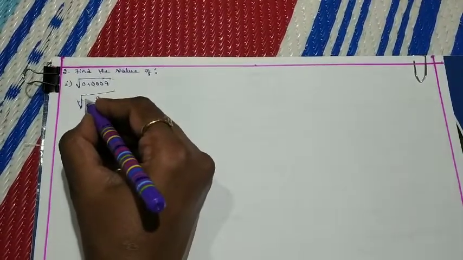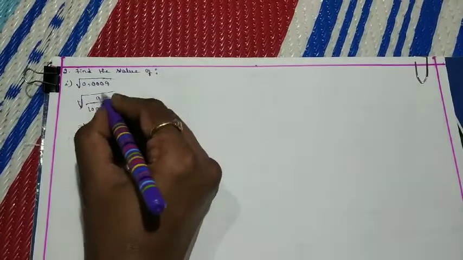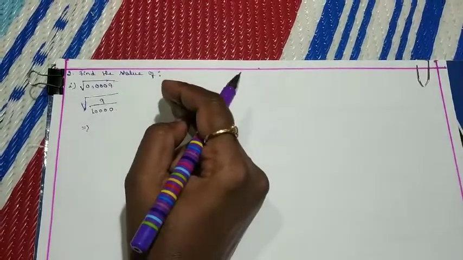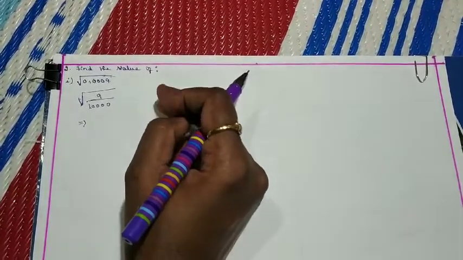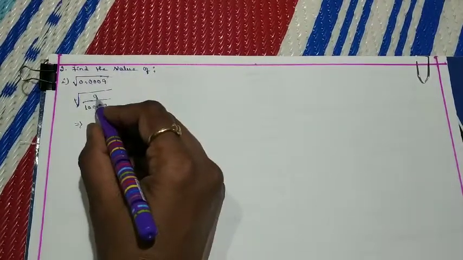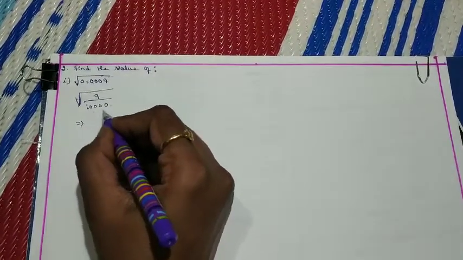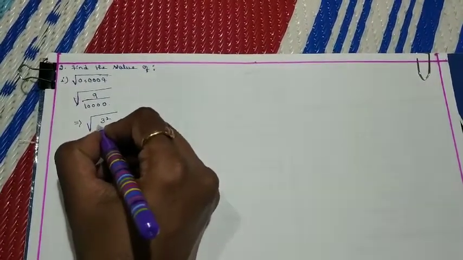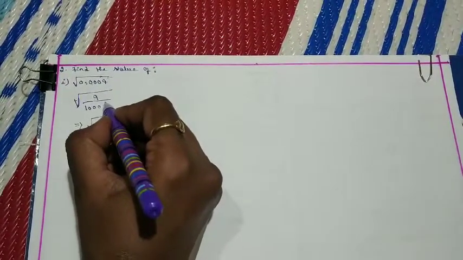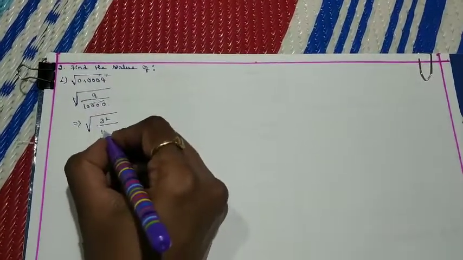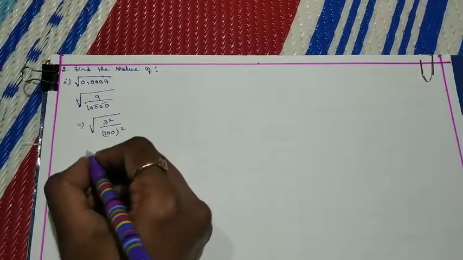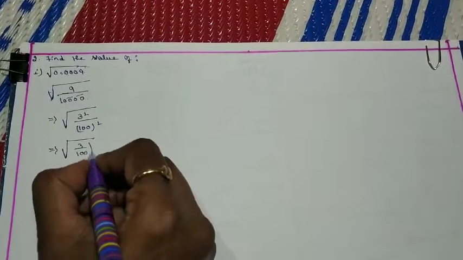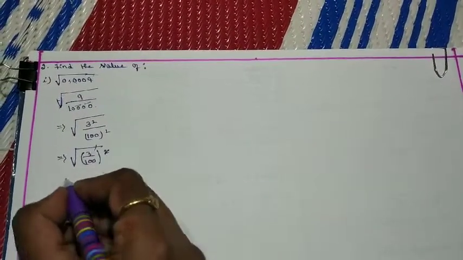And this can be done by applying the second rule, that is square root of a by b is equal to square root of a by square root of b. But remember, a and b should be perfect square numbers. Yes, here 9 is a perfect square number and 10,000 is also a perfect square number. So the 9 can be written as 3 square and the 10,000, you mark the periods, is 100 whole square. Then this can be written as square root of 3 by 100 whole square. Then square and root get cancelled.